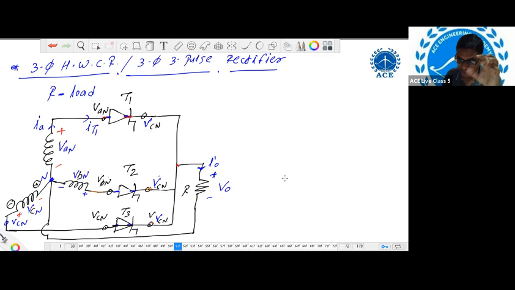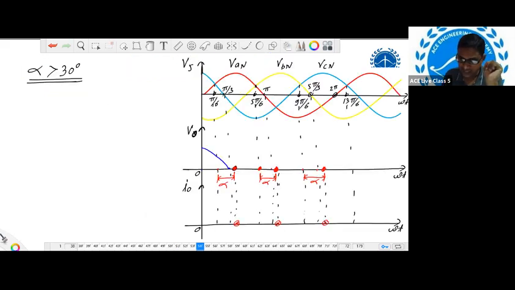Yet we have not applied the gate pulse to thyristor T1. So that's why only thyristor T3 was in a conduction mode. But that too only till pi by 3, you can check. Till pi by 3 VCN is positive, so no problem. Our T3 will definitely conduct. But after pi by 3 VCN is negative. So that's why at omega t equal to pi by 3, just after pi by 3, as VCN is negative, our thyristor T3 will immediately turn off.